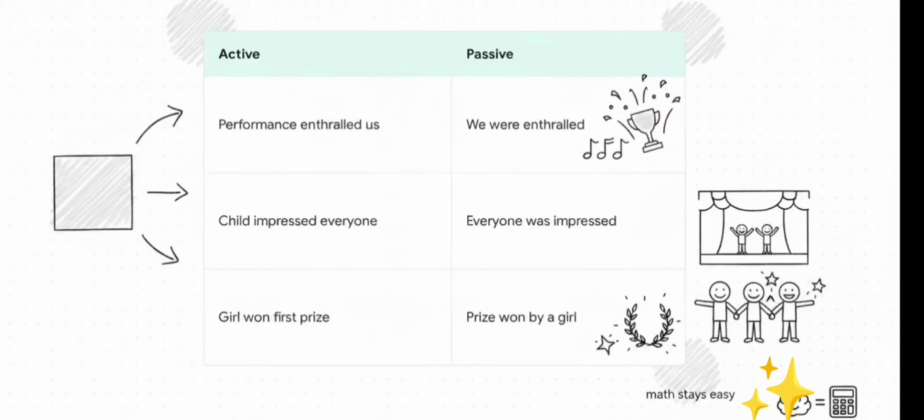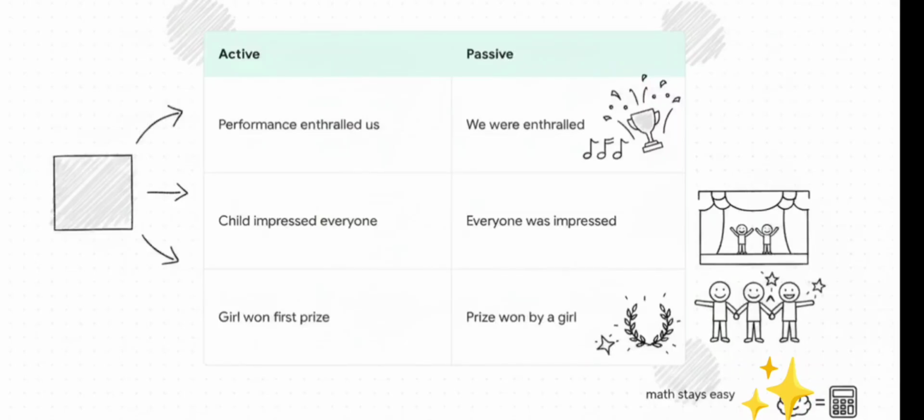Okay, but what if the subject isn't just one neat little word? Look at part B, sentence 2. The verb is enthralled and the object is us. But that entire giant first half is the subject block. So we flip the whole thing. The object us becomes the new subject we. The verb becomes were enthralled. And that giant block moves to the end. We were enthralled by the marvelous performance delivered by the children.